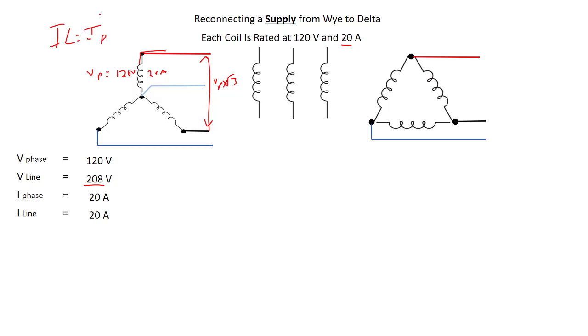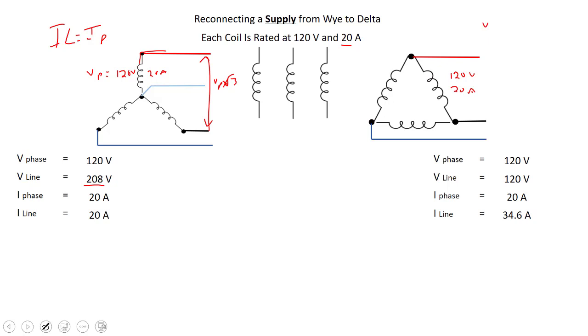Okay, let's have a look at the delta side here. The same ratings apply. This coil will get 120 volts produced across it, and 20 amps is its maximum. Over on delta, V line is the same as V phase, so the line voltage is also 120. We know that line current on the delta is equal to I phase times root 3. So 20 times root 3, about 34.6 amps.